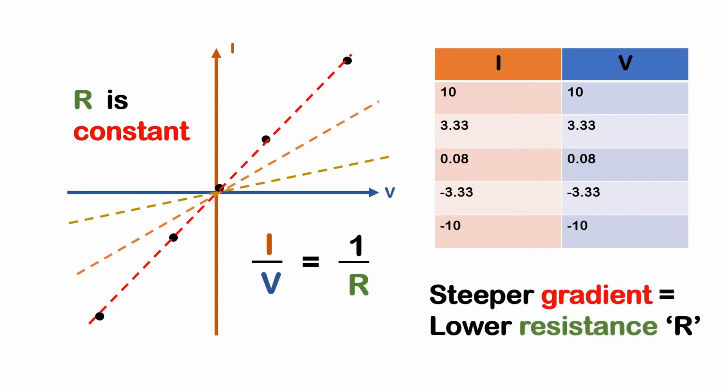However, this linear relationship is dependent on the temperature of the resistor being constant. It is therefore important not to leave the circuit connected for too long, as it could then heat up.